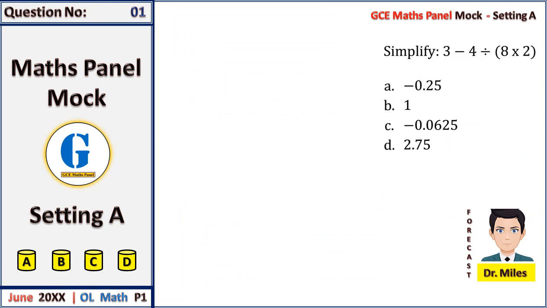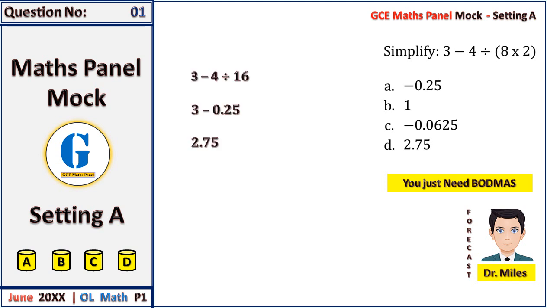Let's now take the first question of this speculation. Simplify 3 minus 4 divided by 8 times 2, all in brackets. So this expression actually needs BODMAS. So we start with the times, so giving us 2.75 as answer. Question 2.